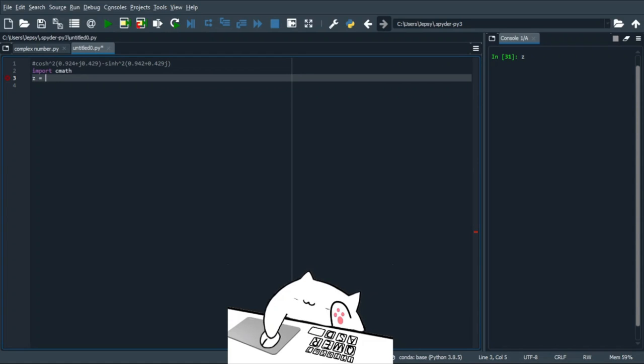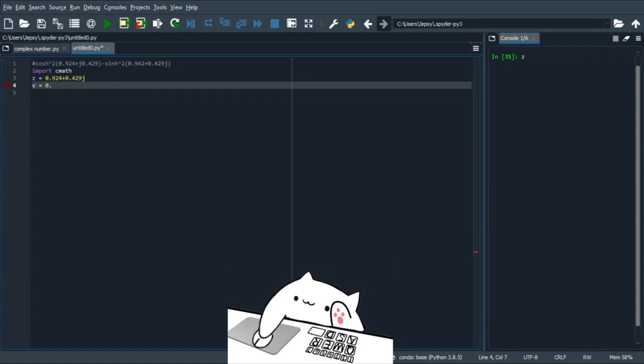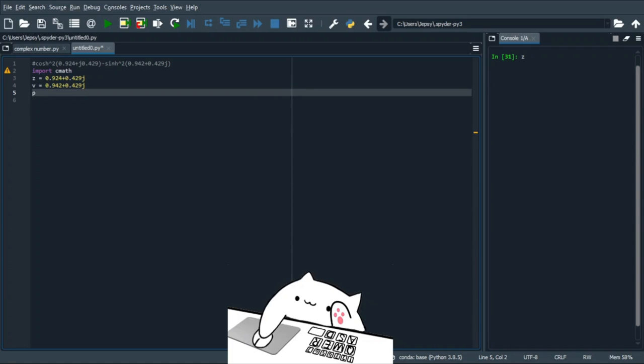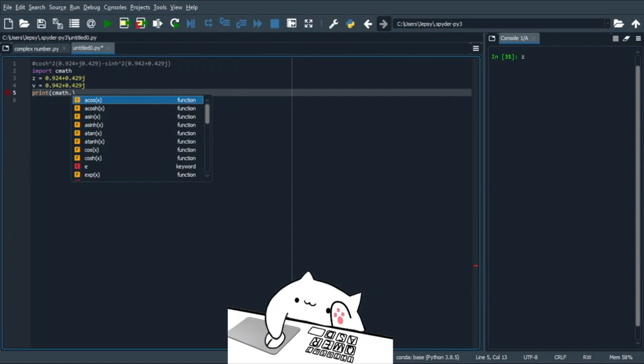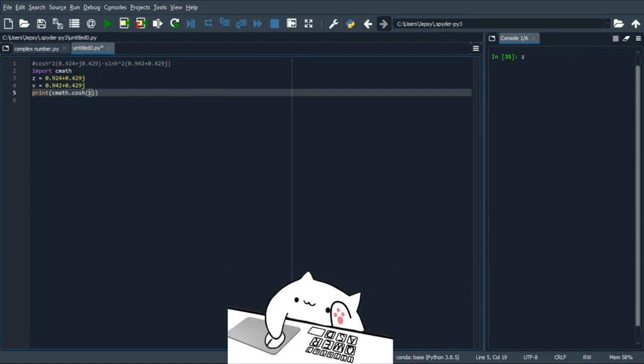then we let z equal to our first one, which is 0.924 plus 0.429j, and v equal to 0.942 plus 0.429j. So we print. Then what I did is I did this 2 times, because cosh times cosh is equal to cosh squared. So I'll just put here cmath.cosh of z, then I'll just multiply this by cmath.cosh of z.